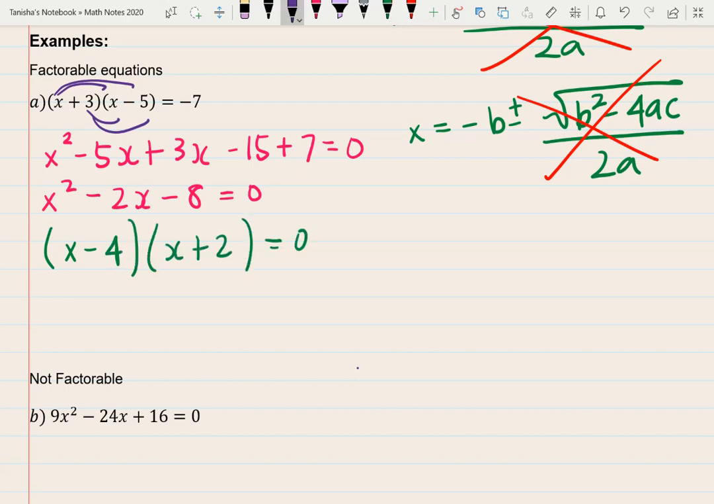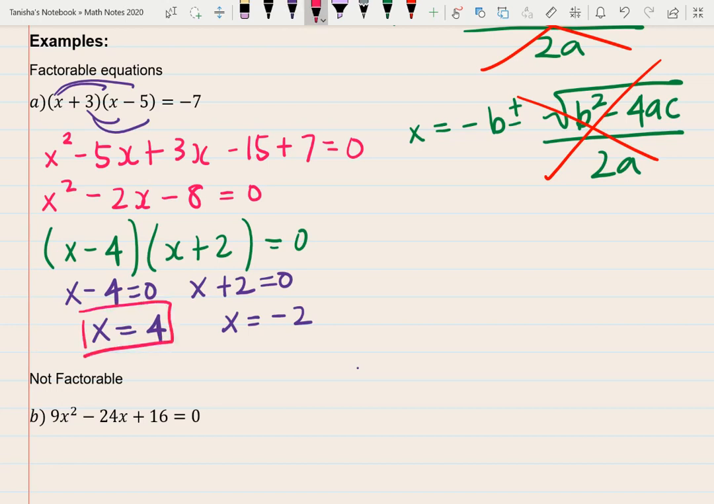We set each of our factors equal to 0. So x minus 4 equals 0, and x plus 2 equals 0. And we solve for x for each of our equations. So x equals 4 and x equals -2 are our two solutions.